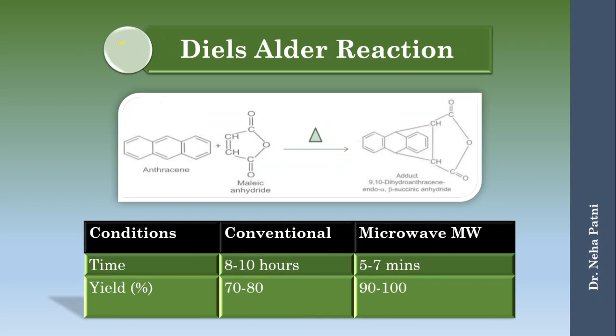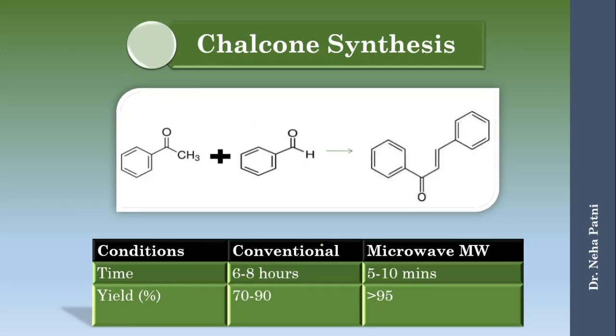Third one, the Diels-Alder reaction. It's a very important reaction. It makes many important products. Again, you can easily convert hours into minutes using microwave, and the yield is also increased from 70 to 100%. Going further with, let's say, chalcone synthesis, and this is one more example. Again, the conventional method takes 6 to 8 hours, but here it is reduced to minutes. At the same time, your yield is also increased.